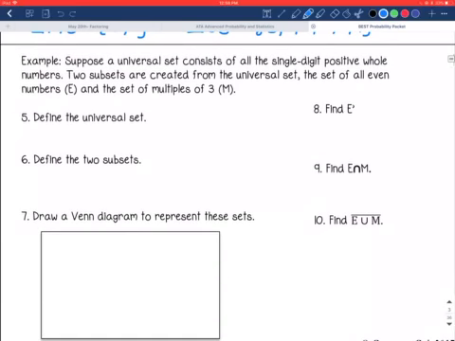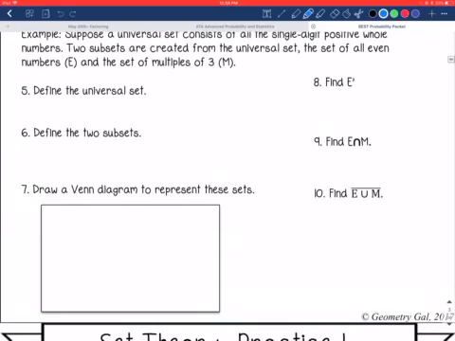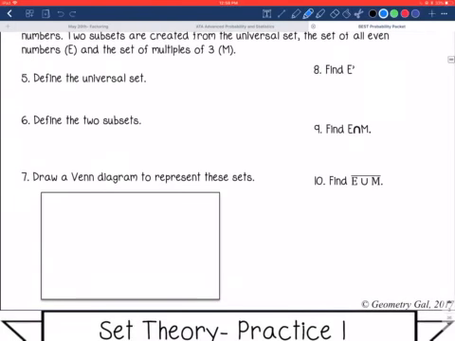So we're going to go down and do this next one. Suppose the universal set consists of all the single-digit positive whole numbers. 2 subsets are created, the set of all even and the set of the multiples of 3. So I think you're going to see a couple of those here that I was just talking about. So maybe I didn't even need to explain it. The universal set is going to be single-digit whole numbers that are positive.